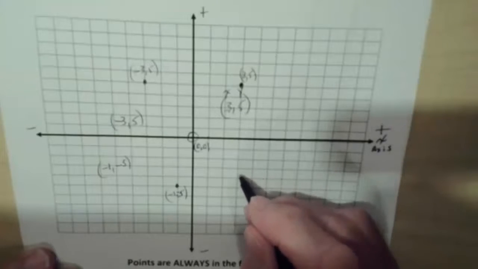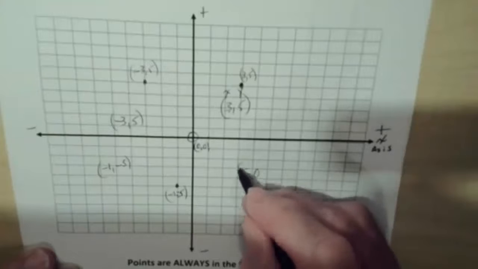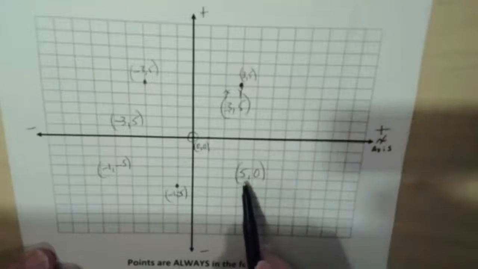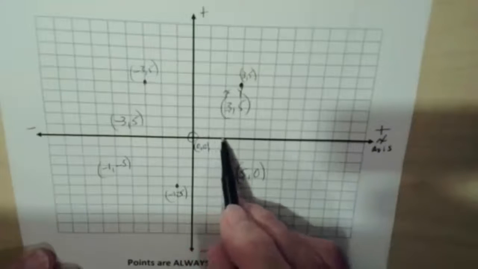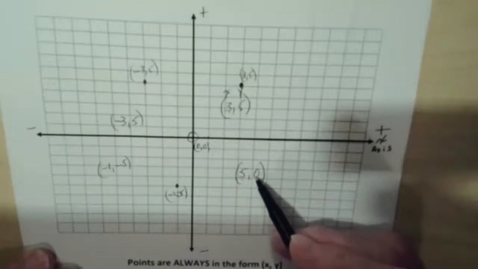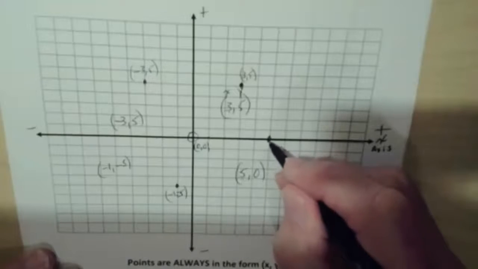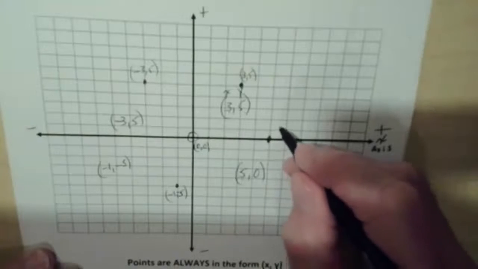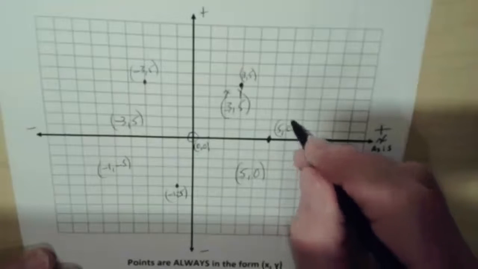What if we have 5 comma 0? In the door, in other words, side to side, it's positive 5. So we go 1, 2, 3, 4, 5. And now where do we go? We do not go up or down. It stays right on the x-axis. So that's 5 comma 0.